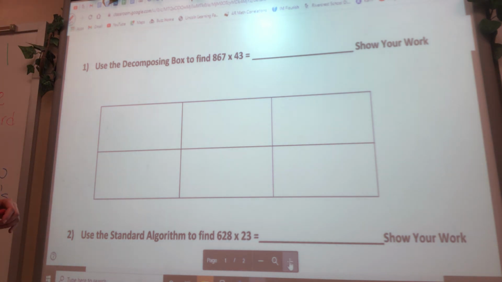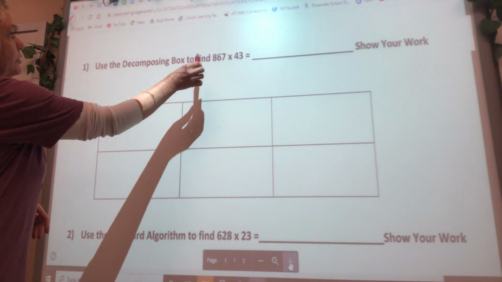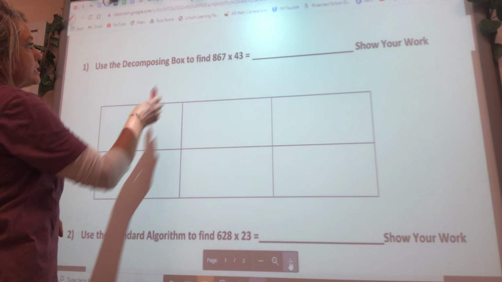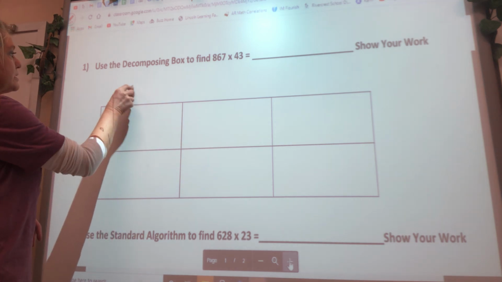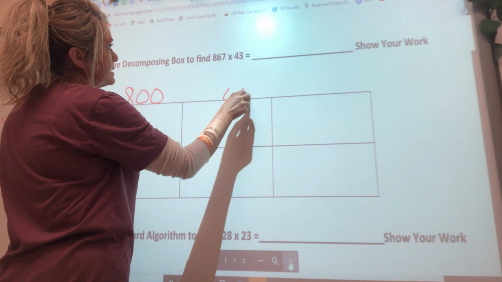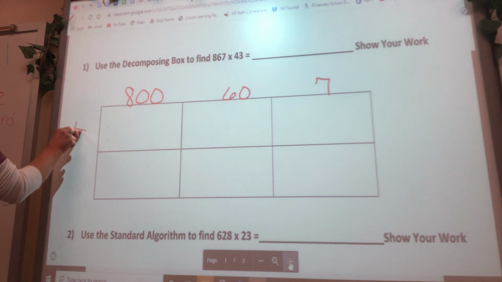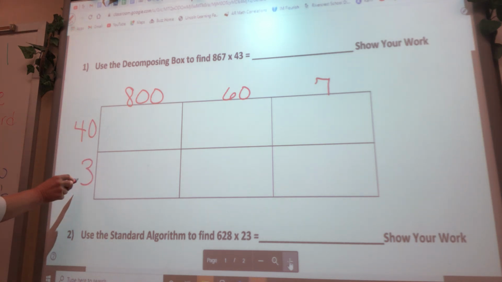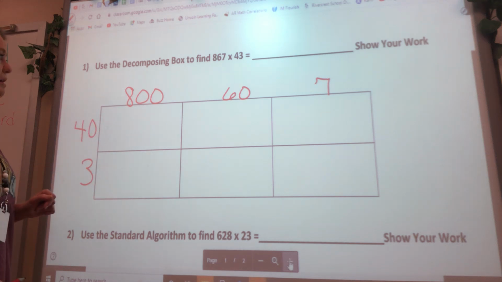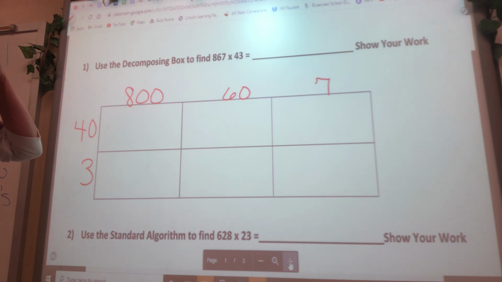So the first thing that we're going to do with our decomposing box for multiplication is we break down each number into place values. So our first number is 867, times 43. And then we can look at what goes with each box, and we can use quick math since we're working in multiples of 10.